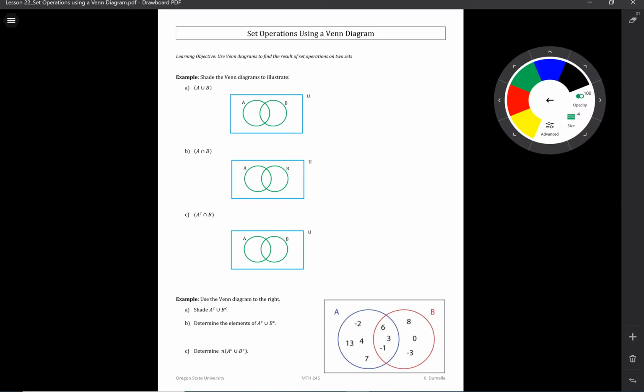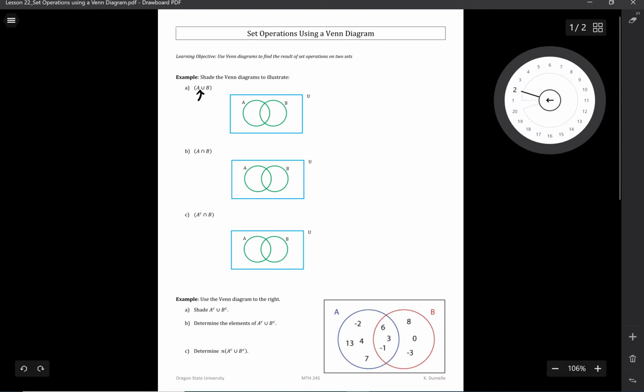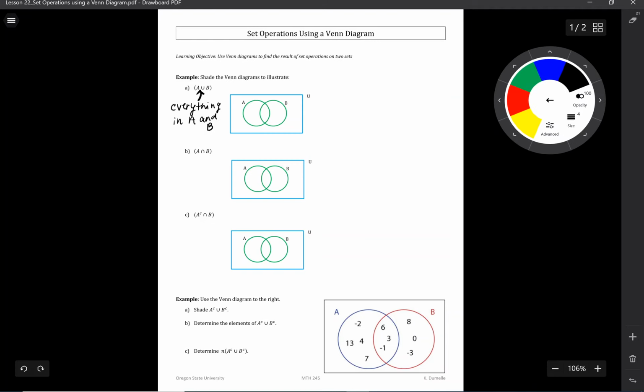So we want to shade the Venn diagrams to first illustrate A union B. So A union B is everything in A and B. So if I shade this, it would be everything in A and everything in B. So it would look just like this.